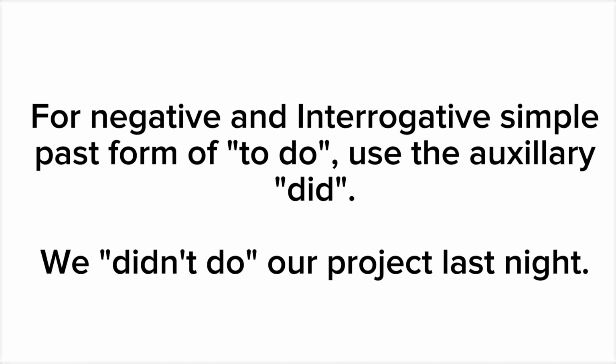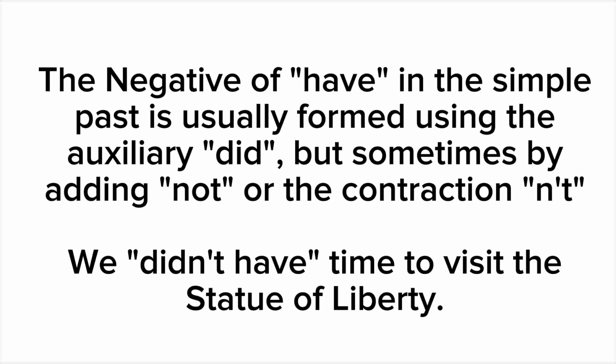For the negative and interrogative simple past form of to do as an ordinary verb, use the auxiliary did. For example, we didn't do our project last night. The negative of have in the simple past is usually formed using the auxiliary did, but sometimes by adding not or its contraction n't. Sample: we didn't have time to visit the Statue of Liberty.